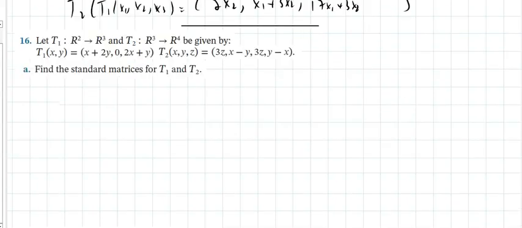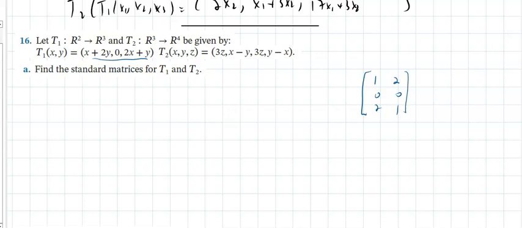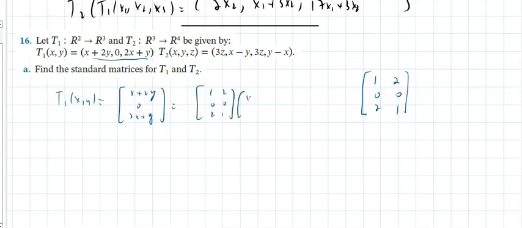All right. Again, a bit more practice on 16. If I look at this, I should know what the outcome matrix is for T1. That is 1, 2, 0, 0, 2, 1. Hopefully, we're really comfortable with that by now. The way it works, if you want to write it out, T1 applied on x, y is simply x plus 2y, 0, and 2x plus y. And you would write that as 1, 2, 0, 0, 2, 1 applied on x, y.